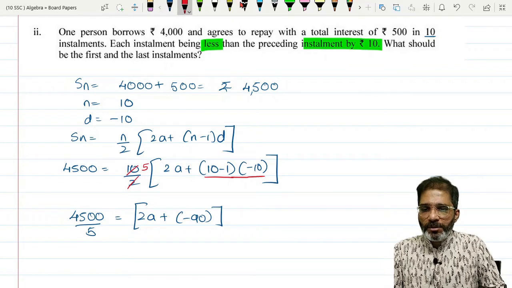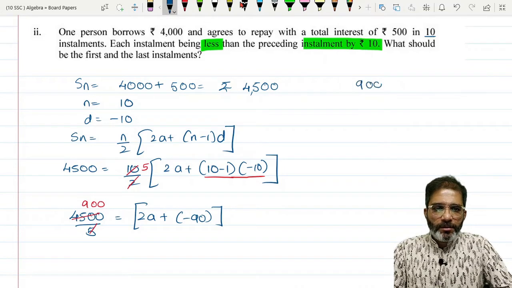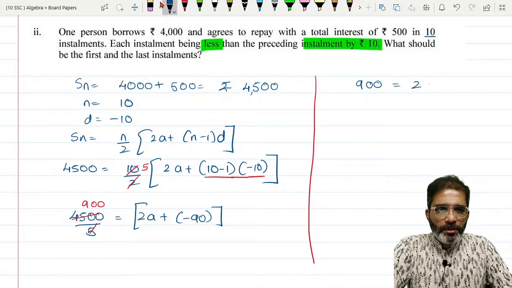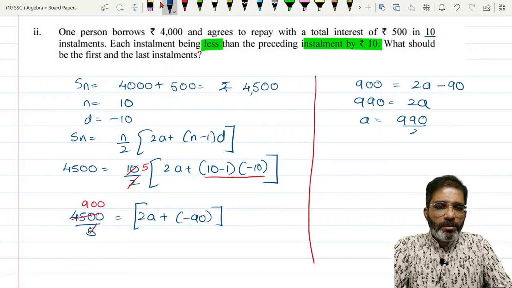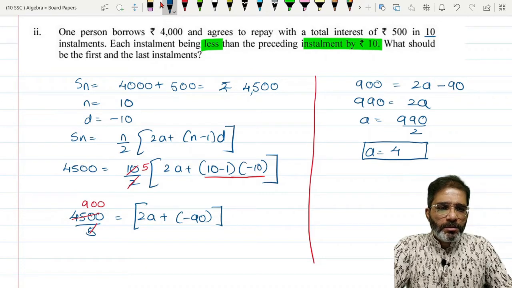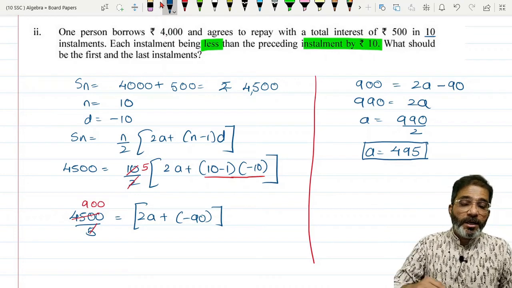Okay, so when you reduce this, the 9s are 900. So 900 equals 2a minus 90. 90 will go there, so it is 990 equals 2a. So a equals 990 upon 2. Is that clear, students? So we get the value of a as 495.